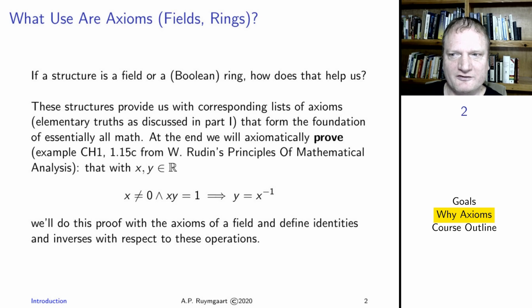Now, algebraic structures will give us a list of axioms associated with those structures. There's a list of axioms, and we learned about axioms in part 1, associated, for example, with a ring or a field. And you may wonder, what use are those? Why do we care? If a structure is a field or a Boolean ring, how does that help us?